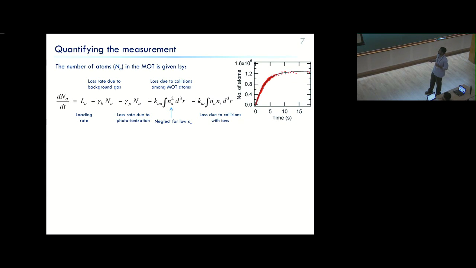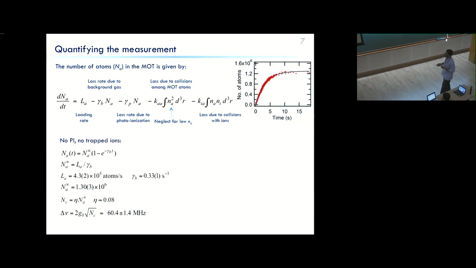And this last term is the collision between atoms and ions, which is also knocking out atoms from the atom trap. So now let's say first you only have atoms and there is no laser, nothing else. So all these terms except these two can be dropped, and then we solve this equation.